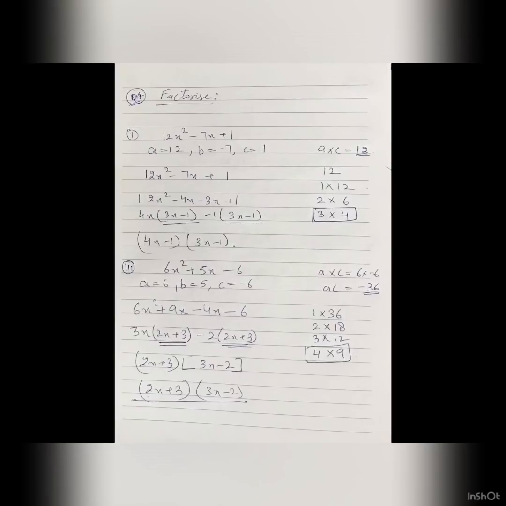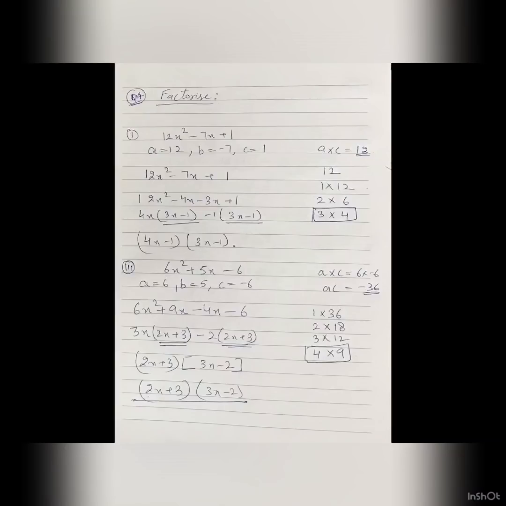In factorization, if a quadratic polynomial is given, one of the methods is by splitting the middle term. Now look at the first part, 12x square minus 7x plus 1. Here the coefficient of x square is 12 and the constant term is 1. So 12 into 1 is 12. So we have to find two numbers such that their product should be 12 and their sum should be 7. Now let us write the factors of 12: 1 into 12, 2 into 6, 3 into 4. Now 3 and 4 are the two numbers. Their product is 12 and their addition is 7.